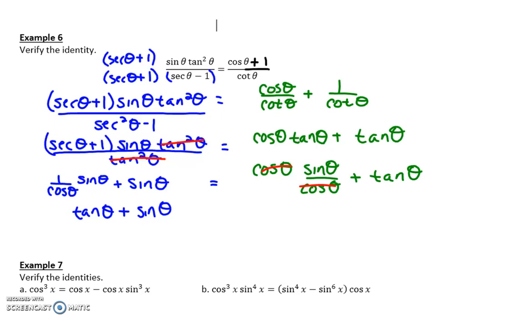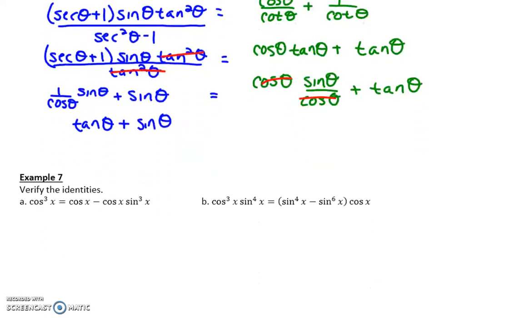Go us. Good job. So you can work both sides, but not simultaneously, not at the same time. You can work them separately, and then if you can get them to be the same, then you have verified your identity. Okay, let's take a look at example number 7.